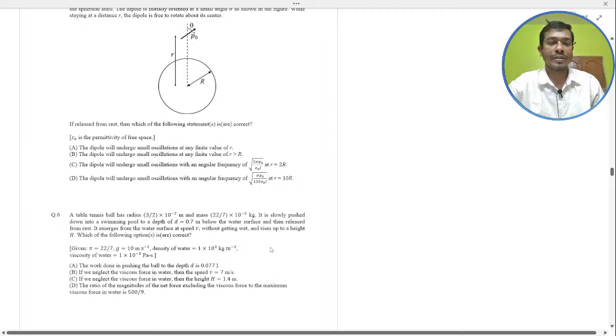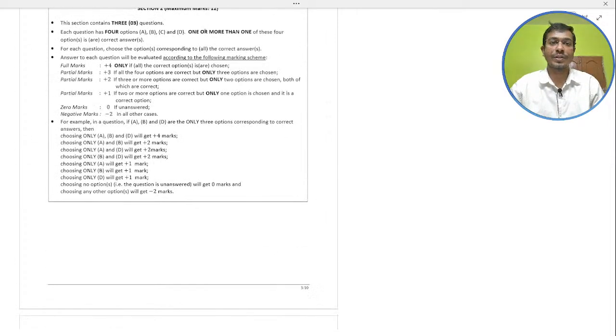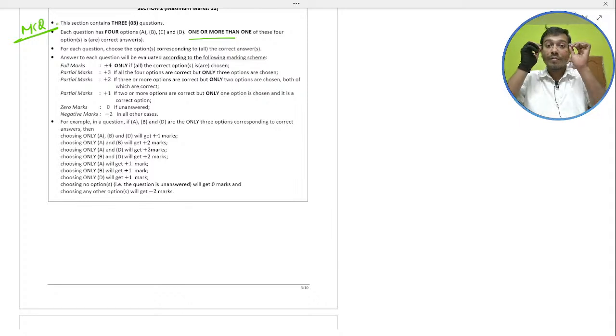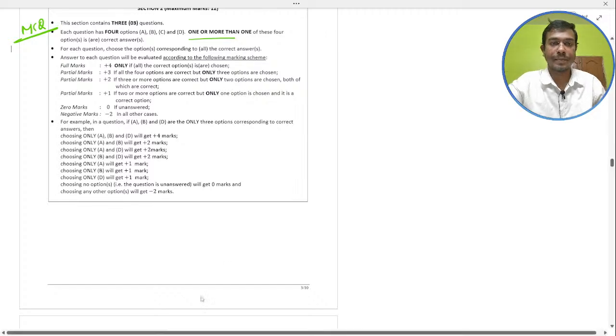Section 2. This is basically the MSQ, multiple select question. One or more than one option is correct. Question number 5.